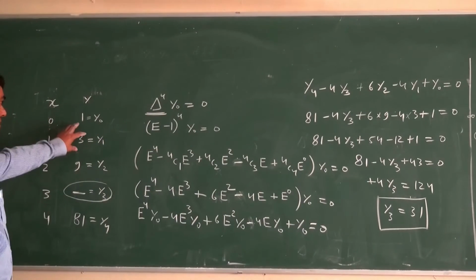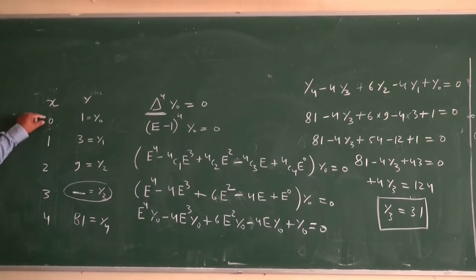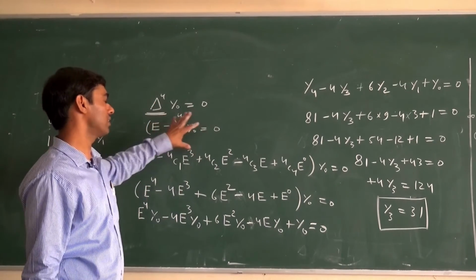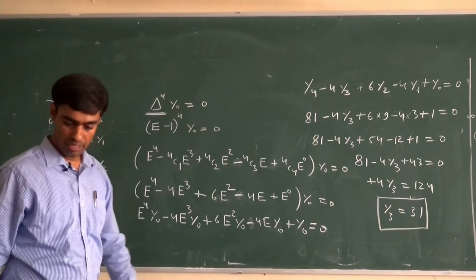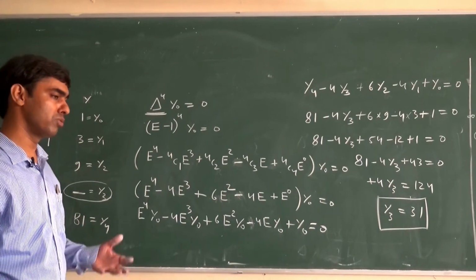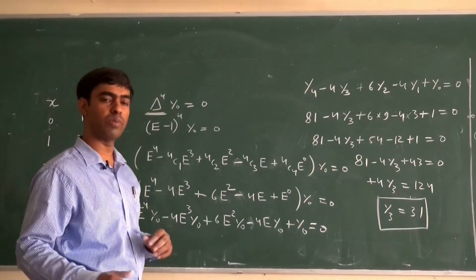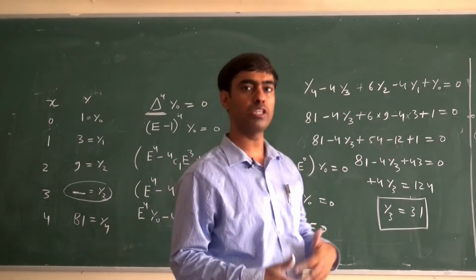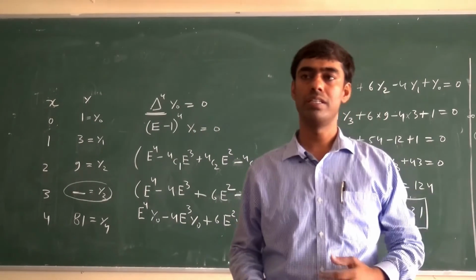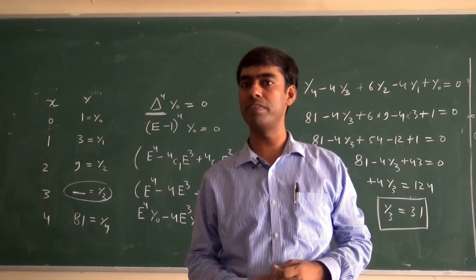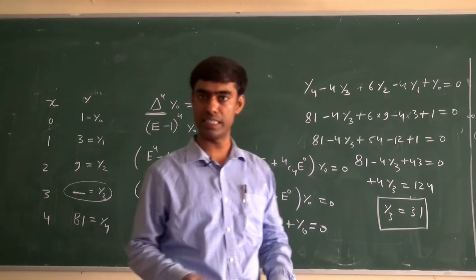Similarly, suppose there are two missing terms. Then how many known values? 1, 2, 3 known values. Then the third difference becomes constant and zero, and the fourth onwards also become 0, which means the second difference becomes constant. So here we write del 3 y0 equal to 0, del 3 y1 equal to 0. There are two unknowns and two equations. Then we solve the simultaneous equations and find the two missing terms.